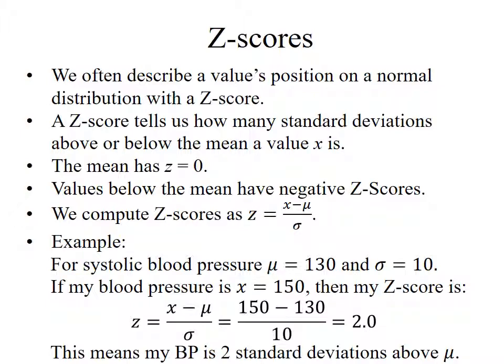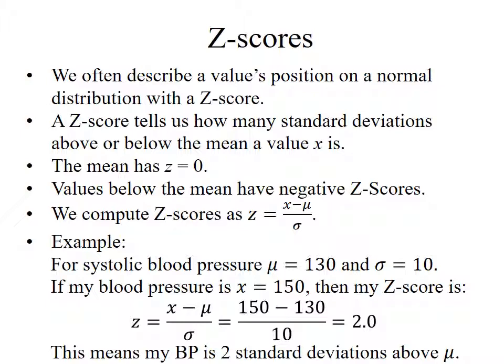If I'm right on the mean, then my z-score is going to be 0, because that's exactly where the mean is. If I'm above the mean, I'll have a positive z-value. If I'm below the mean, I'll have a negative z-value. We compute z-scores as follows: I take my value x, I subtract the mean, and then I divide that difference by the standard deviation.